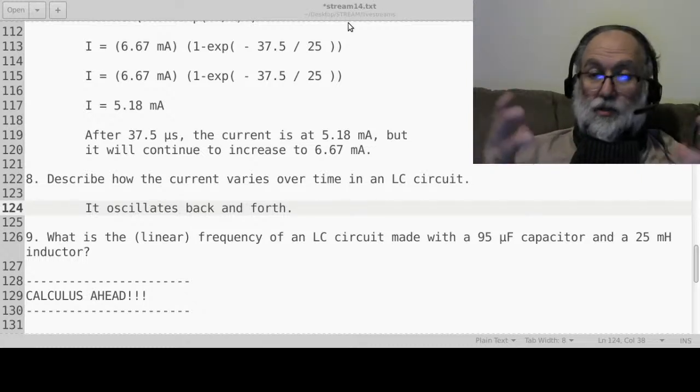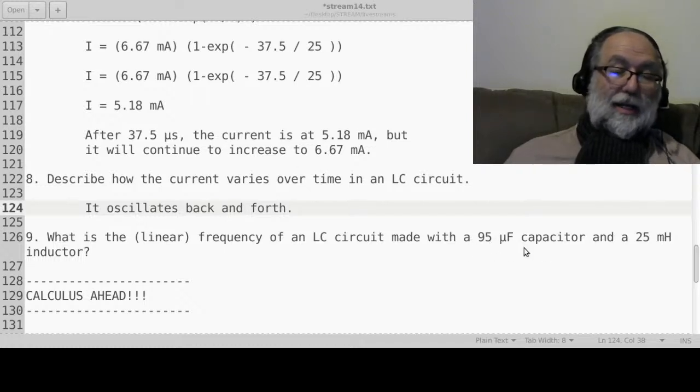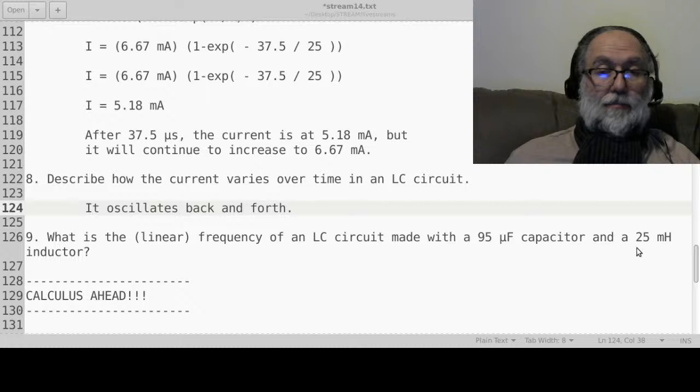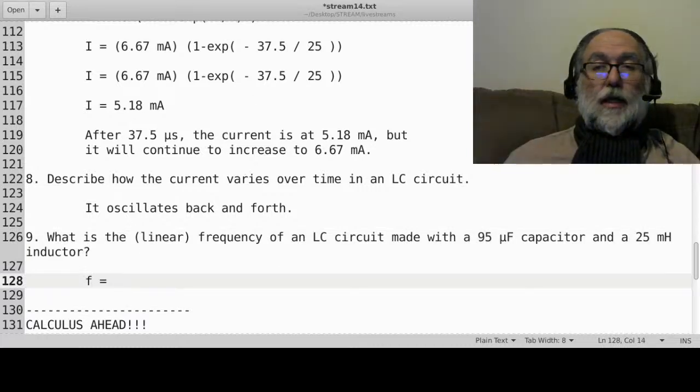Okay. All right. So there's a frequency associated with that. So what is the linear frequency of an LC circuit made up with a 95 microfarad capacitor and a 25 millihenry inductor? Okay. So the formula for that is F is equal to, and you know what? Let me look up how I wrote it, because sorry, I should have probably been ready for this, but I want to make sure that I did it right.